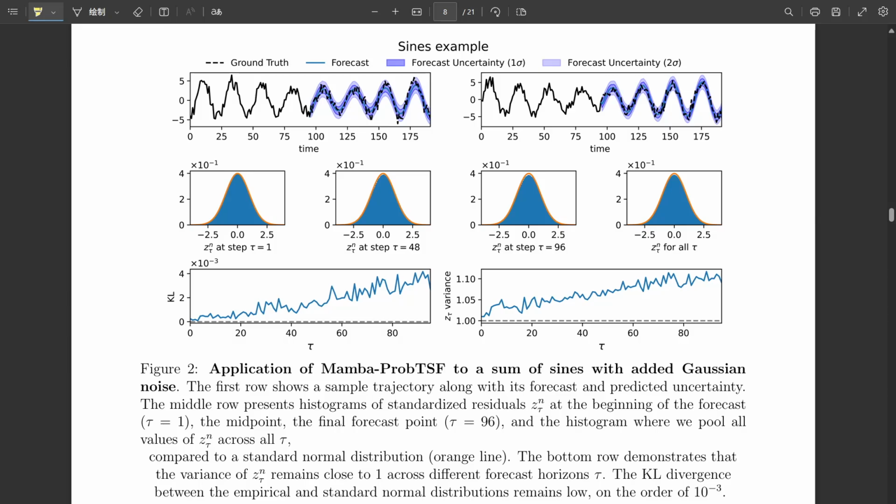Here's the key insight. If your model is working perfectly, capturing the dynamics correctly, and that Gaussian assumption holds true, then if you calculate these standardized residuals for all the points in your test set and look at their distribution, that distribution should look like a standard normal distribution. Meaning a bell curve centered perfectly at 0 with a variance of exactly 1. Precisely. A mean of 0 tells you your mean forecast is unbiased on average. A variance of 1 tells you that your predicted standard deviation was, on average, the right size. Not consistently too wide, not consistently too narrow.